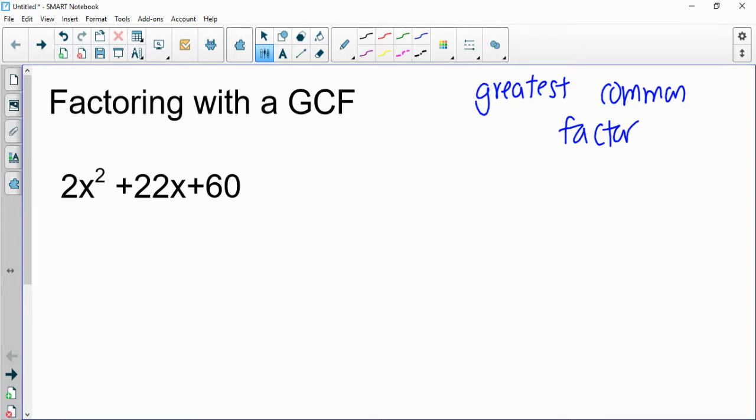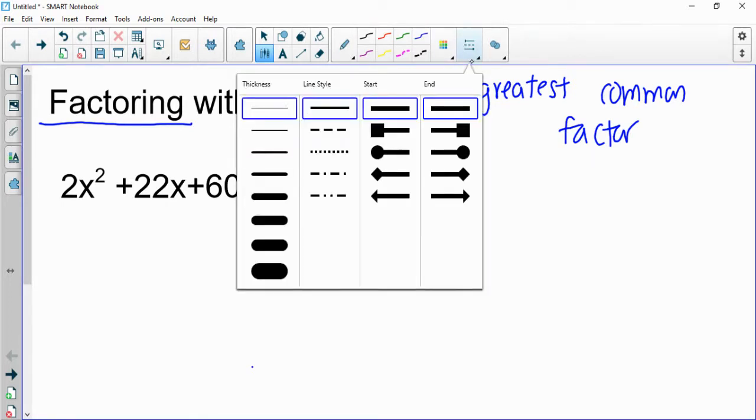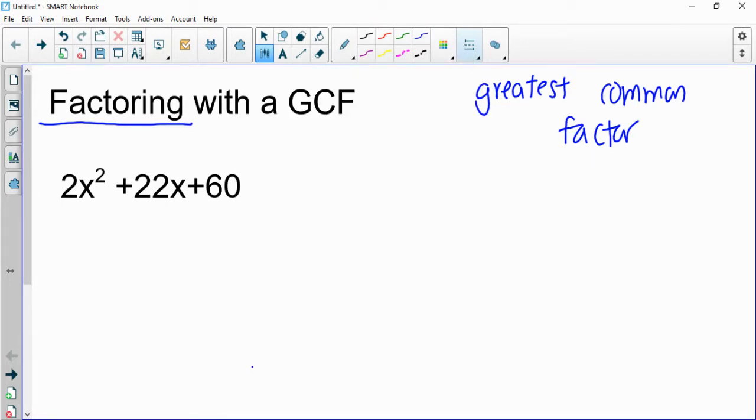type. So if we look at this first one, we have 2x squared plus 22x plus 60. And in the last video, we were still factoring, we were still doing this thing. But in the last video, this number in front of the x squared was a 1, right? So we didn't have to worry about it because it was a 1. In all of these problems that we're about to do, that number in front of the x squared isn't 1. It's going to be something else.